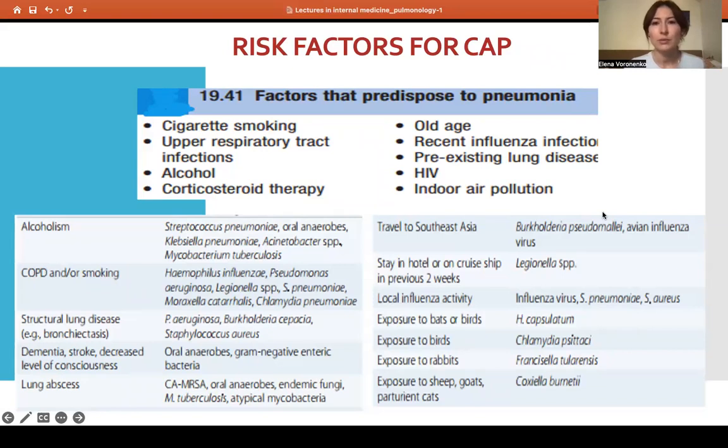Risk factors for CAP: cigarette smoking, upper respiratory tract infections, alcohol, corticosteroid therapy, old age, recent influenza infections, pre-existing lung disease, HIV, indoor air pollution.